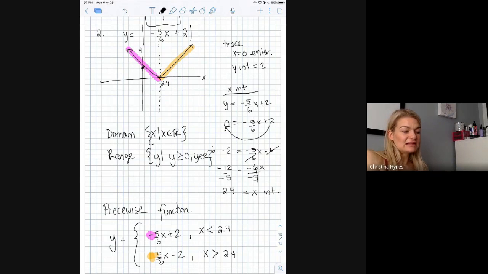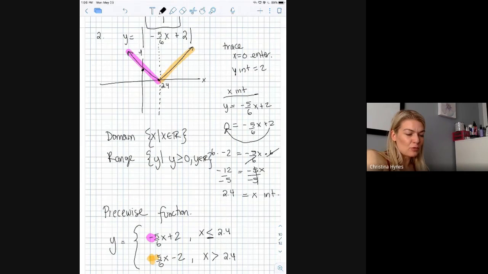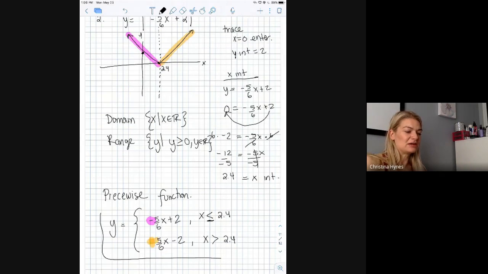And then finally, you have to put an equal sign under one of these because you need to include 2.4 in one of the sets so that you don't have a gap in your graph. So you do have to include the value of 2.4 in one of these two equations, but not in both. Okay, so that is the piecewise function, and this would be your answer.